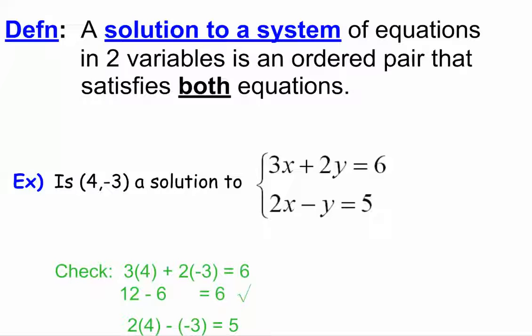In this segment, we're looking at systems of linear equations in two variables. So that'd be a system like this down here, 3x plus 2y equals 6, and 2x minus y equals 5. So just plain x's and y's in our equations.